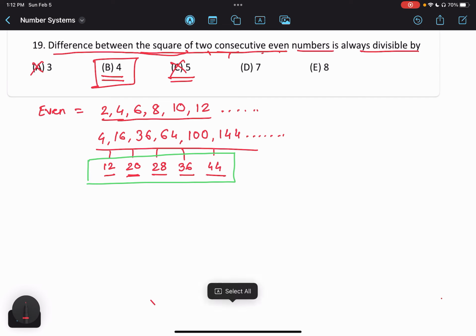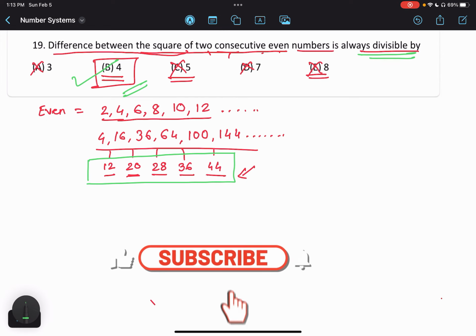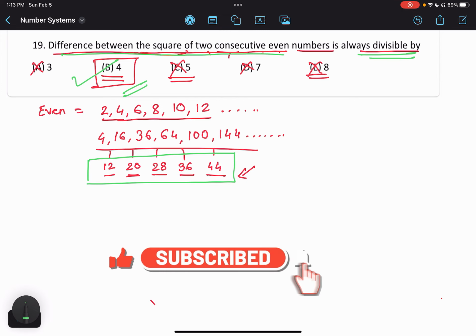7 cannot divide 12, so it cannot be the answer. Again, comparing option E, 8, we can say 12 cannot be divisible by 8. So the answer for this question is B. 4 is the number which always divides the difference between the squares of two consecutive even numbers.